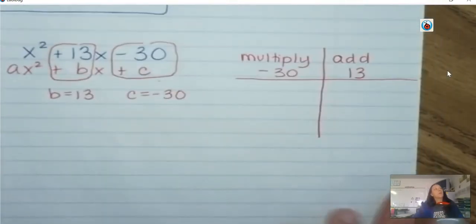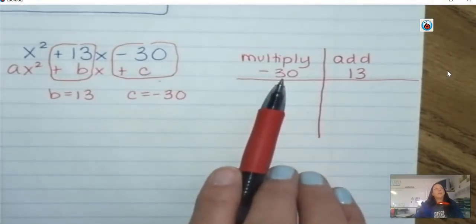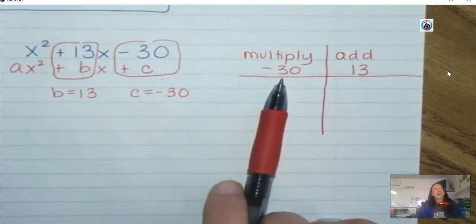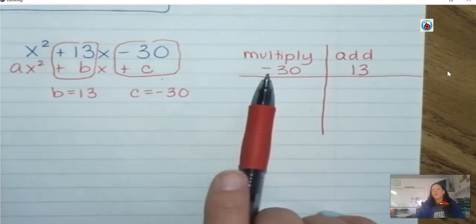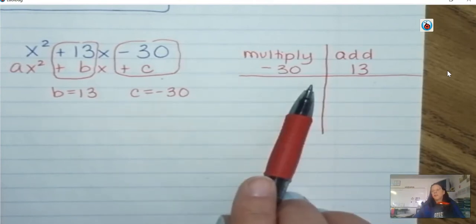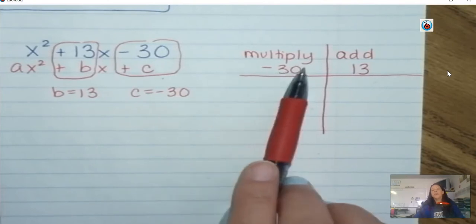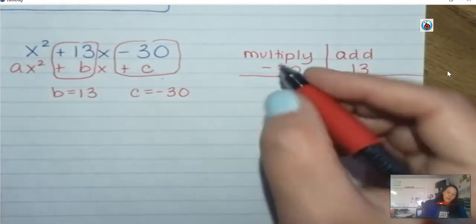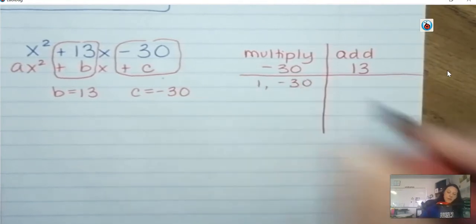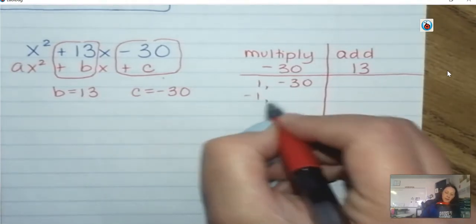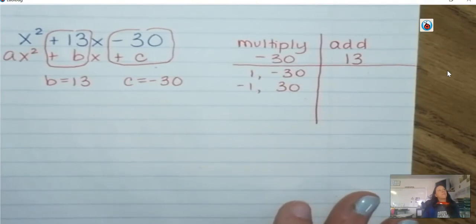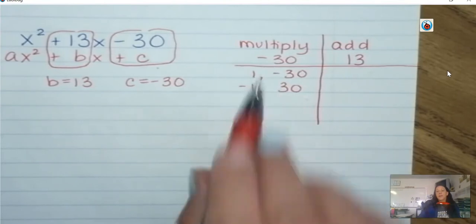So this is going to be important. If two numbers multiply to get a negative, hopefully you're very comfortable with your multiplication tables and your positive and negatives. To get a negative when you multiply, one of the numbers needs to be negative, not both. Because if I have a negative times a negative, it's going to be positive. So we need to think of two numbers that multiply together to be negative 30. I can do positive 1, negative 30. I could do negative 1, positive 30. Because those will multiply together to get negative 30.